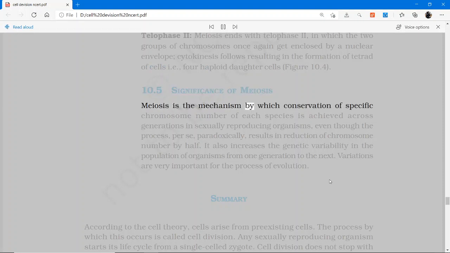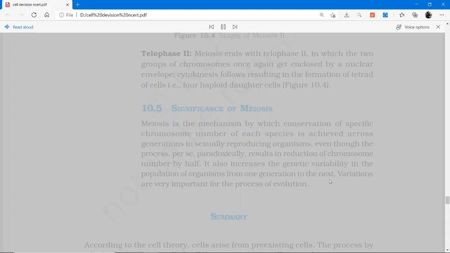Meiosis is the mechanism by which conservation of specific chromosome number of each species is achieved across generations in sexually reproducing organisms, even though the process, per se, paradoxically, results in reduction of chromosome number by half. It also increases the genetic variability in the population of organisms from one generation to the next. Variations are very important for the process of evolution. Figure 10.4 Stages of Meiosis II. Summary.